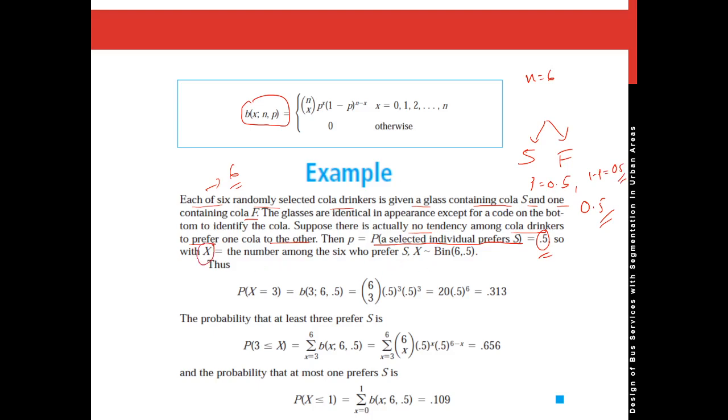Now X denotes the number among the 6 who prefer S, and I am choosing P as the probability of success, that is, an individual prefers S. So X follows binomial with n 6 and P 0.5. Thus P of X equal to 3 means that among the 6, 3 prefer S. That probability is b(3; 6, 0.5). By definition, here n is 6, 6 choose 3 times 0.5 cubed times 0.5 cubed.